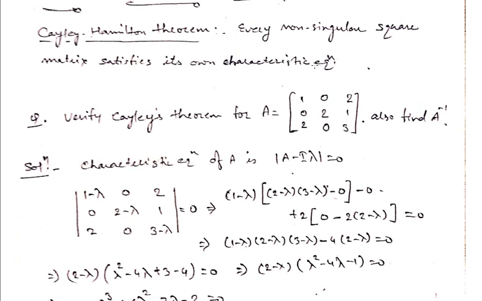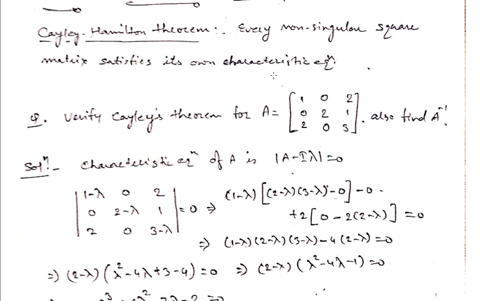So suppose we have a square matrix A which is non-singular. Non-singular means its determinant is non-zero and its inverse exists. If a matrix is non-singular, then its inverse will definitely exist. So every non-singular square matrix satisfies its own characteristic equation, and what is the characteristic equation?